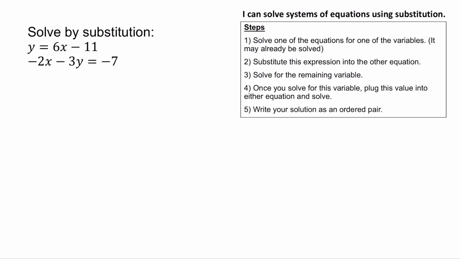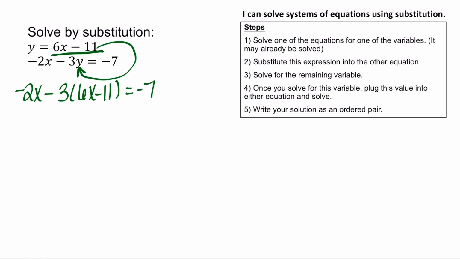So now let's try solving this system by substitution. This is one of the examples I showed you earlier. We're going to take 6x minus 11 and plug that in for y. So we have negative 2x minus 3 times (6x minus 11) equals negative 7.